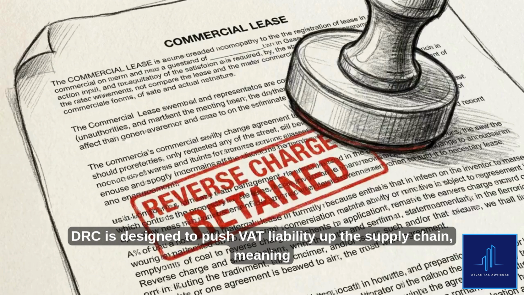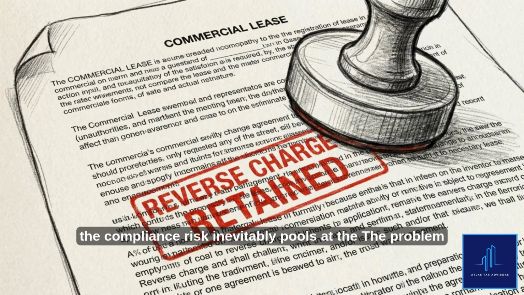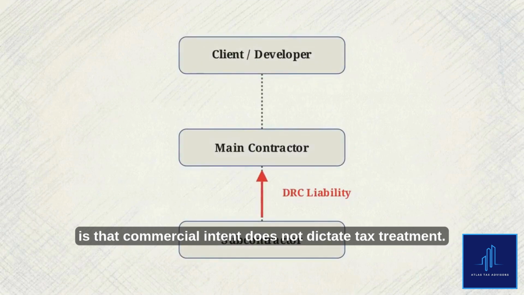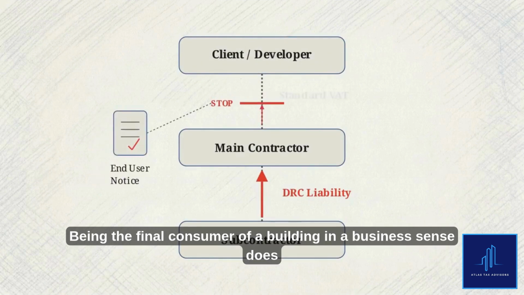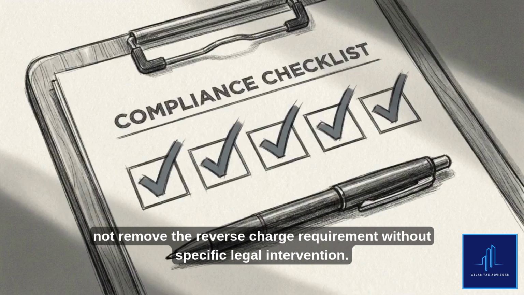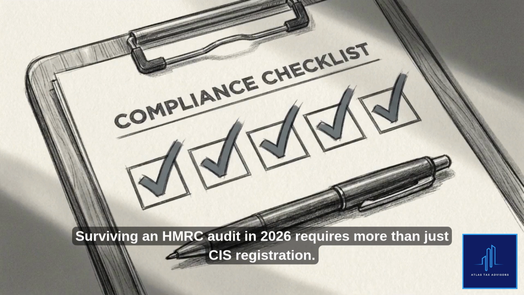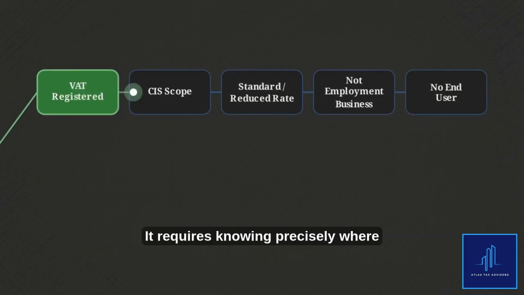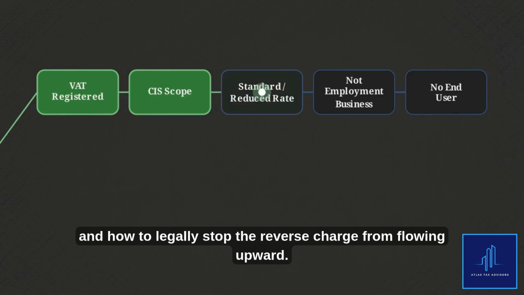The DRC is designed to push VAT liability up the supply chain, meaning the compliance risk inevitably pools at the very top with main contractors and developers. The problem is that commercial intent does not dictate tax treatment. Being the final consumer of a building in a business sense does not remove the reverse charge requirement without specific legal intervention. Surviving an HMRC audit in 2026 requires more than just CIS registration. It requires knowing precisely where and how to legally stop the reverse charge from flowing upward.